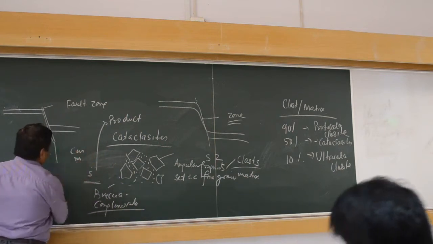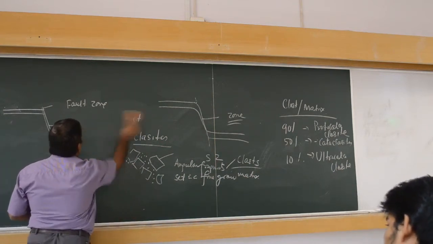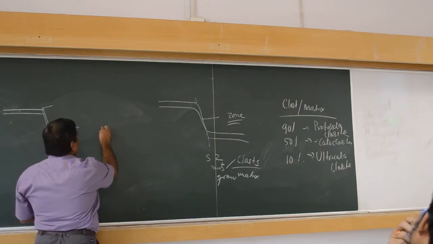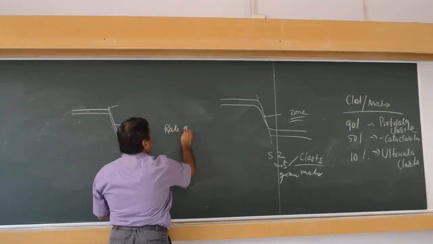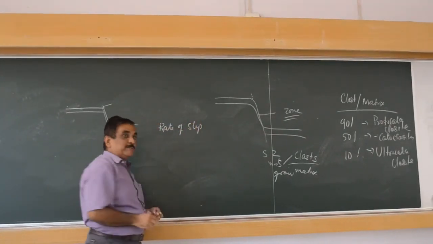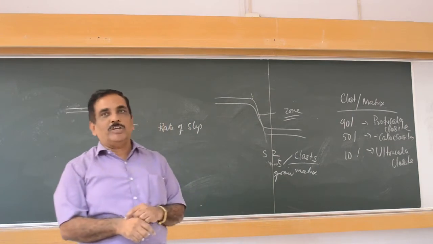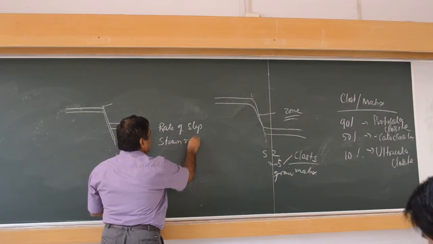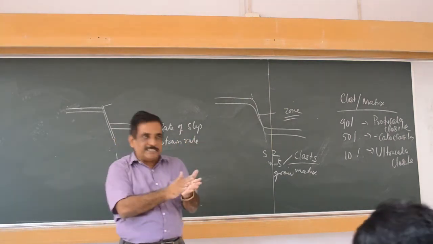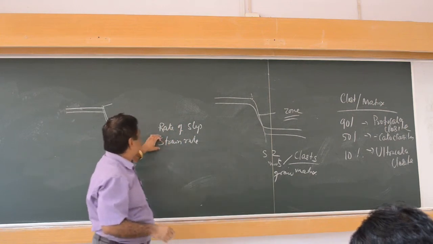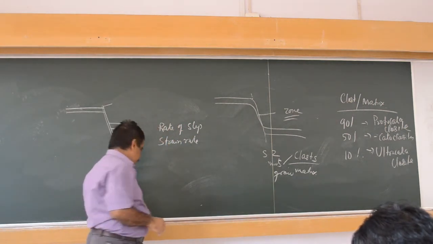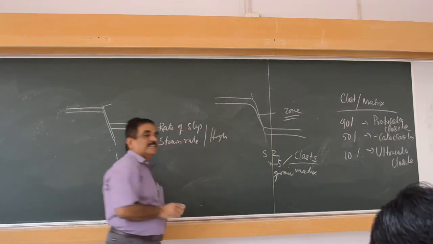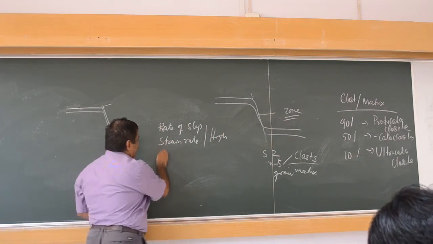Now, see, sometimes what happens. The rate of slip is very fast. Sometimes, not always. So you can say strain rate. Now how fast is the material slipping like this? That is, the rate of slip is so fast, very high. So a lot of frictional heat is generated.